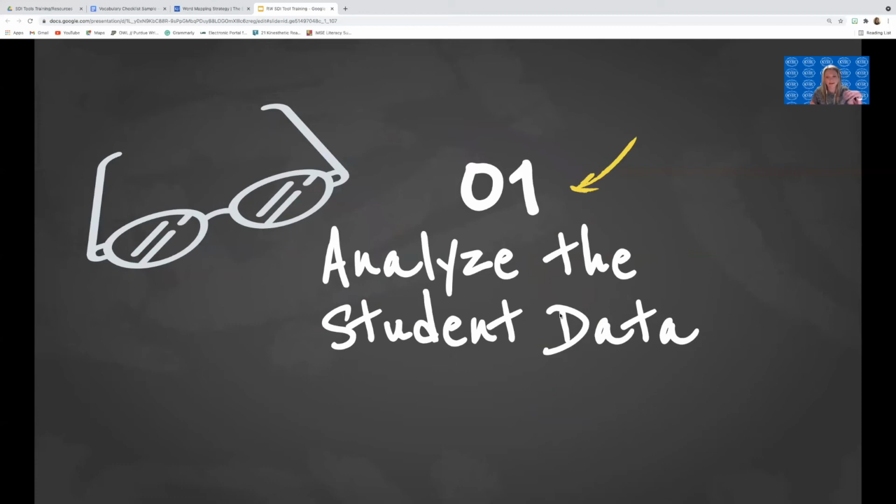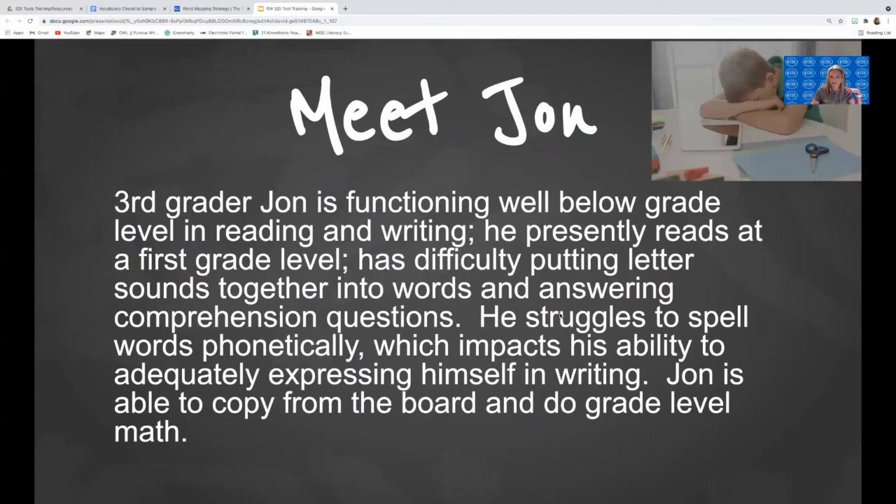First, analyze the student data. So let's look at John here. John is a third grader functioning well below grade level in reading and writing. He presently reads at a first grade level, has difficulty putting letter sounds together into words and answering comprehension questions. He struggles to spell words phonetically, which impacts his ability to adequately express himself in writing. He is able to copy from the board and do grade level math. So think about that. That's the data on John.